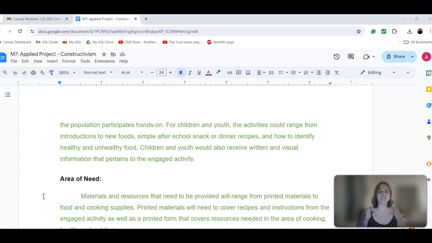For children and youth, the activities could range from introductions to new foods, simple after school snack or dinner recipes, and how to identify healthy and unhealthy foods. Children and youth would also receive written and visual information that pertains to the engaged activity.